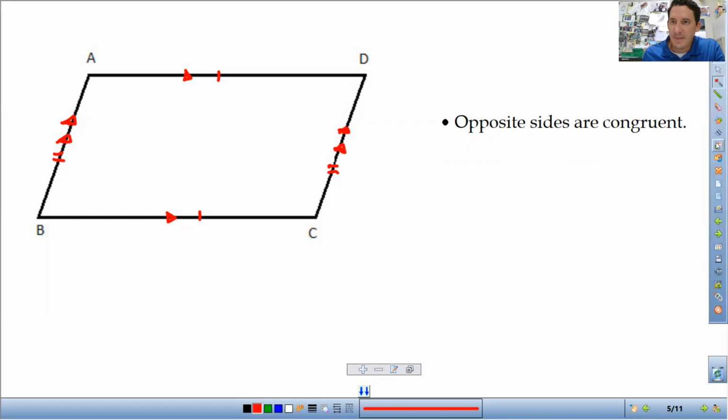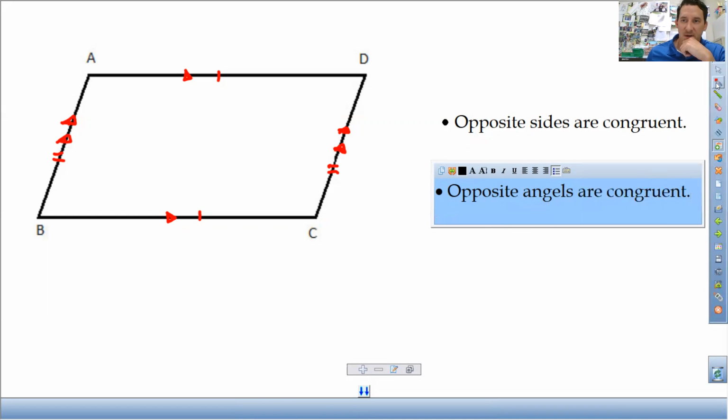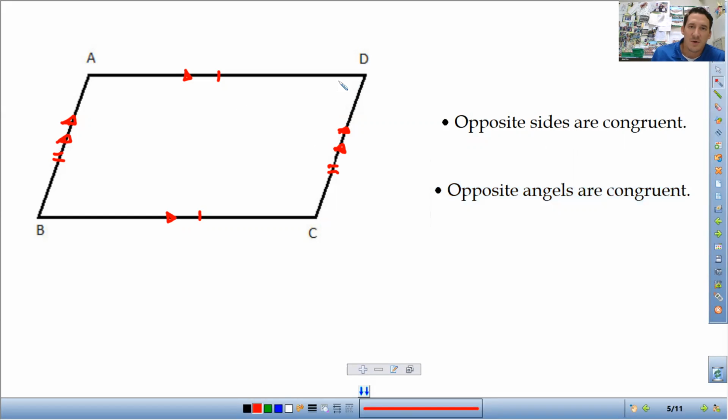The next one, moving on to angles. The next property is opposite angles are congruent. What I mean by opposite angles are angles across from each other. So we'll mark those off. This angle is congruent to this angle, and then this angle is congruent to this angle. So they're opposite, they are the same.